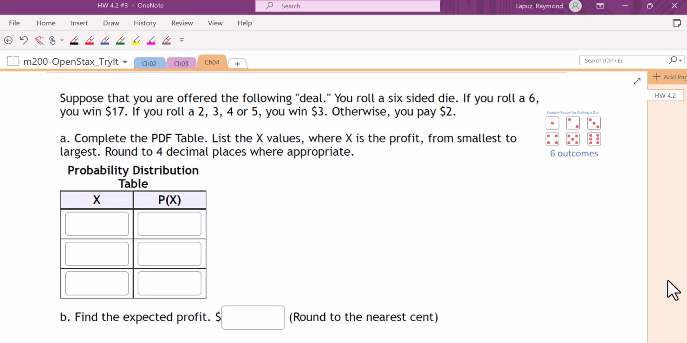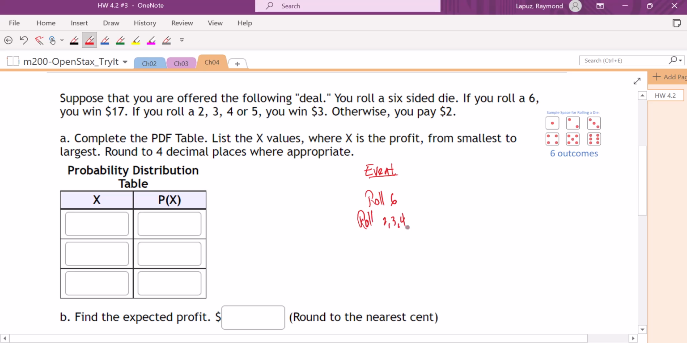Now they want us to complete a probability distribution table where we list the X values, and X is the profit, and they want us to do this from smallest to largest. Round to 4 decimal places when appropriate. Okay, so let's get started with the scenarios that were happening. Let's label this as an event: roll a 6, roll 2, 3, 4, or 5, and then the only thing left would be rolling a 1. So those are the 3 possible events.